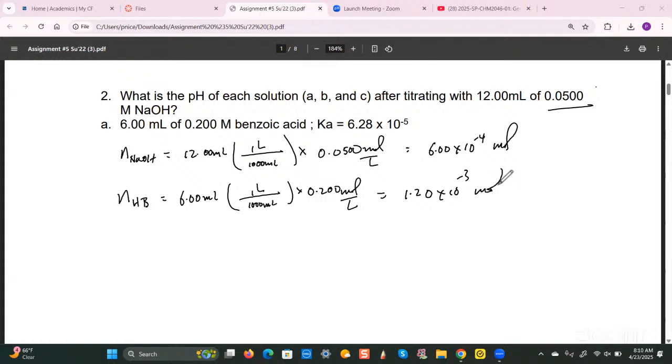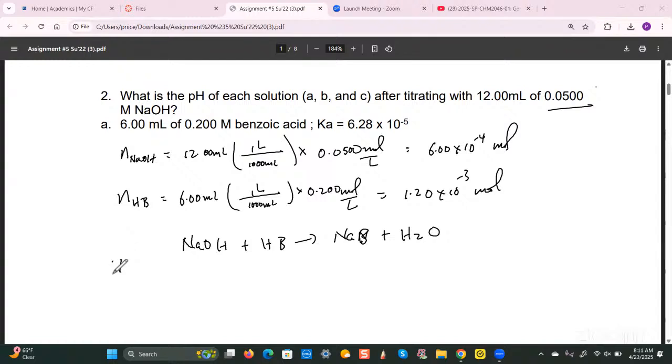And then the next step would be to write down the balanced equation for the reaction, which would be NaOH plus HB to give NaB plus H2O. Now, you must always remember, if it's an acid-base reaction, like sodium hydroxide reacting with HB, it's not going to be an equilibrium situation. The reaction is going to go in one direction, which means that the limiting reactant will be used up.